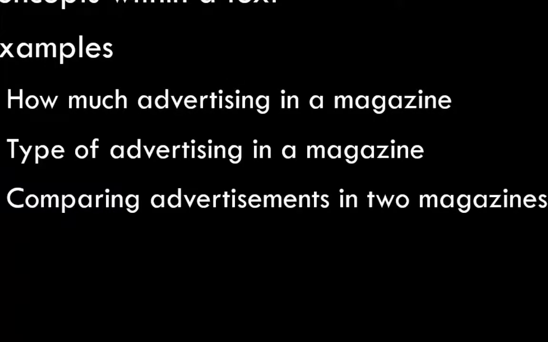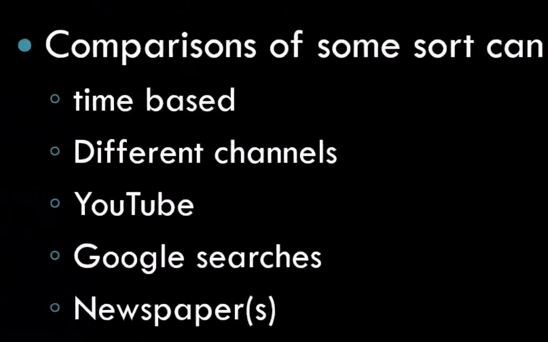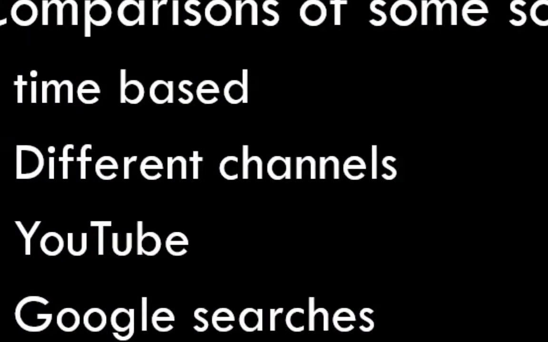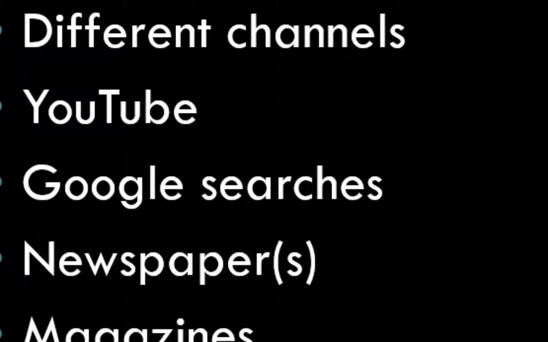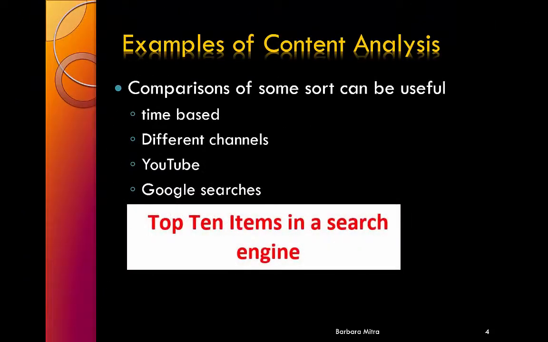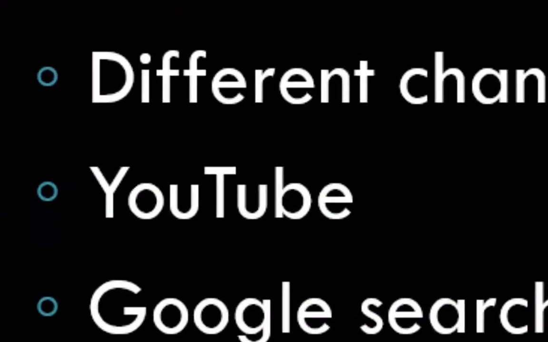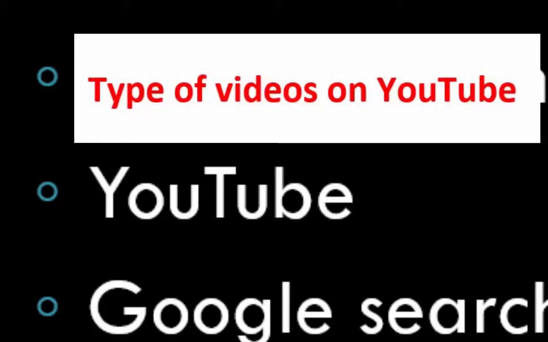But equally, you don't have to focus on a magazine. You could focus on different channels, so ITV compared to BBC, for example. You could even do that using the web to find a program guide. You could type in a search into a search engine and find the top 10 items that come up, for example, when you type the word diet or something that you're interested in. Or you could look at YouTube and think about the kind of videos that are on YouTube, whether they're done by individuals or whether they're a corporate video.